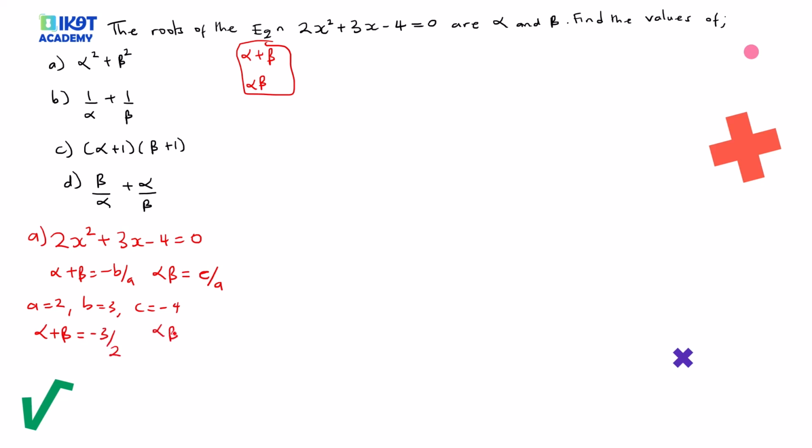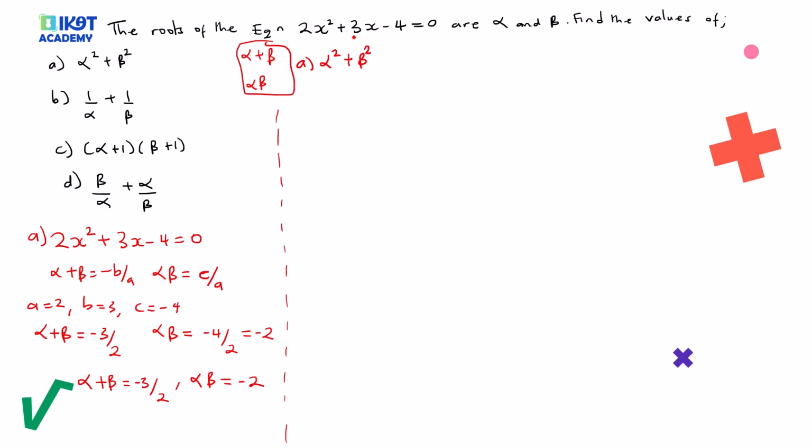What is alpha beta? It would be negative 4 out of 2, which is negative 2. So we have alpha plus beta being negative 3 out of 2, and alpha beta being negative 2. Okay, so we now have this. But the question, part A, wanted us to find alpha squared plus beta squared.